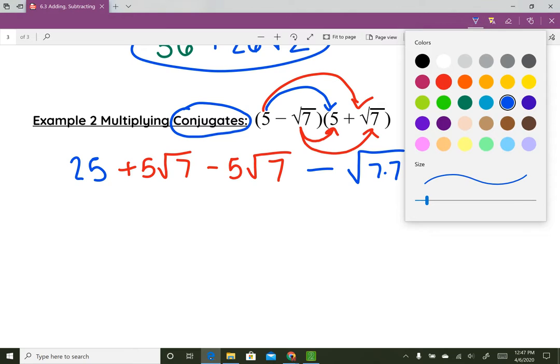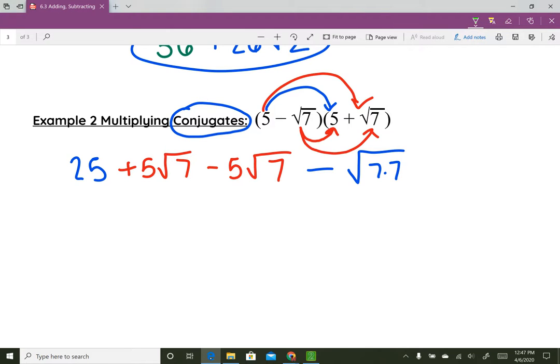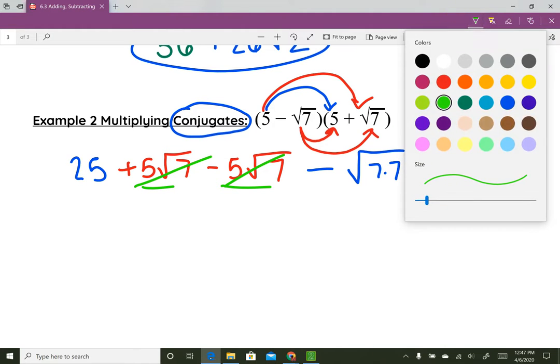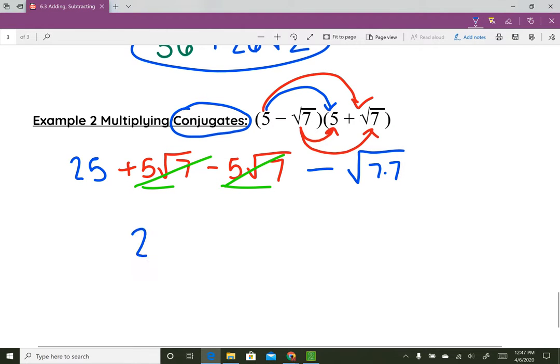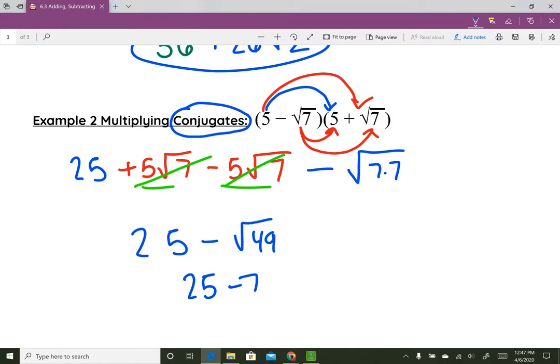So let's take a look here. In the middle, what do you notice? These are the same thing, but different signs. So guess what happens? Those get crossed out. And we have 25 minus the square root of 49, right? Or 25 minus 7, which we all know is 18. And I get my answer.